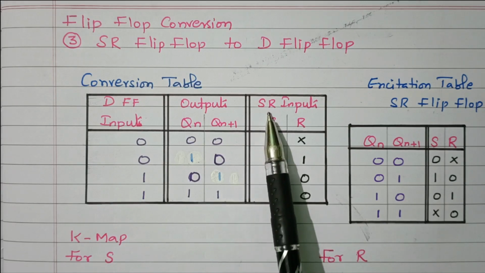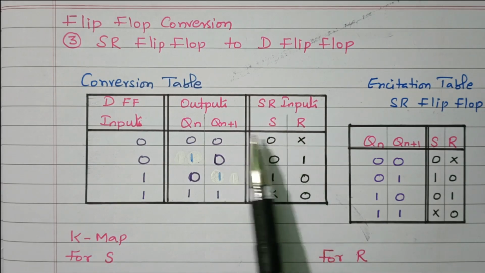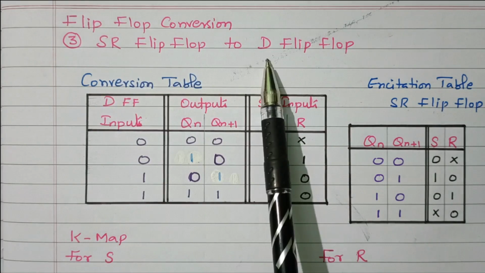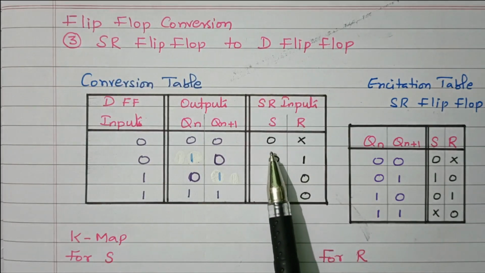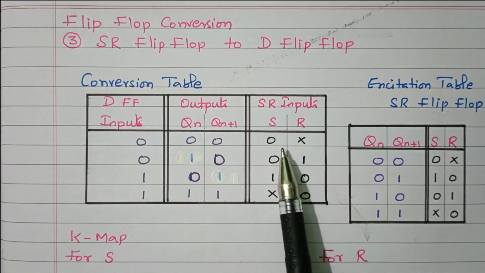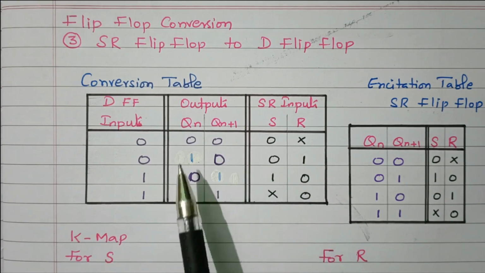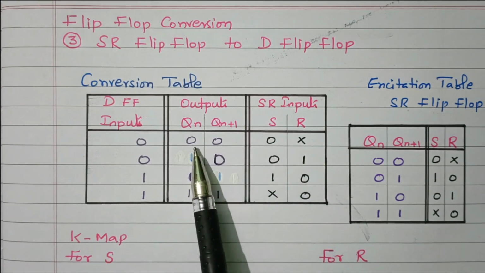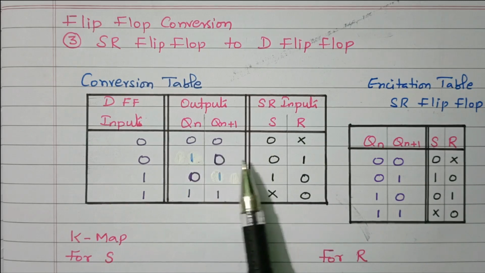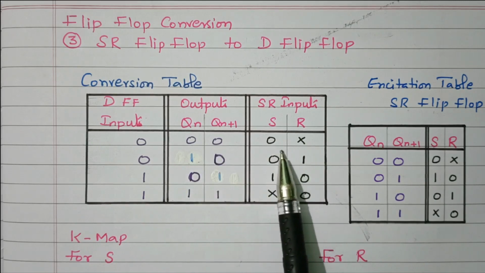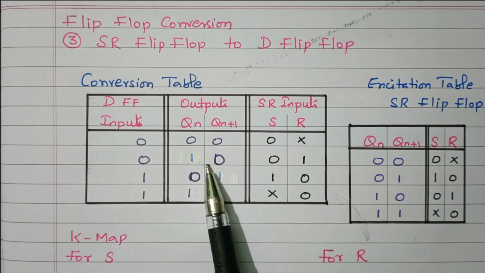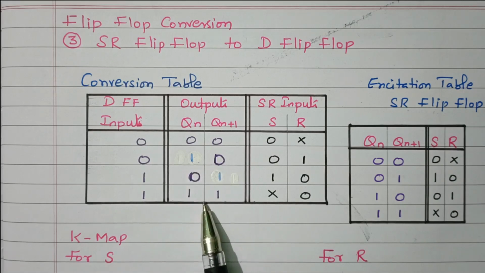Now we need to decide what the input to the SR flip-flop is, because we are going to convert the SR flip-flop into a D flip-flop. By giving the proper input to the SR flip-flop, it will convert into a D flip-flop. That is 0 0. Present state is 0, next state is also 0, so what is the input to the SR flip-flop? Similarly 1 0, 0 1, 1 1, we need to give the proper input.